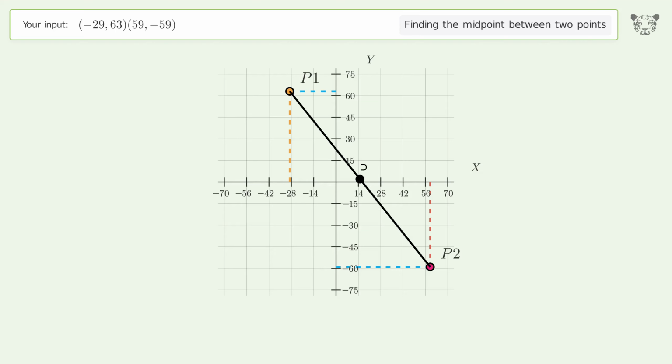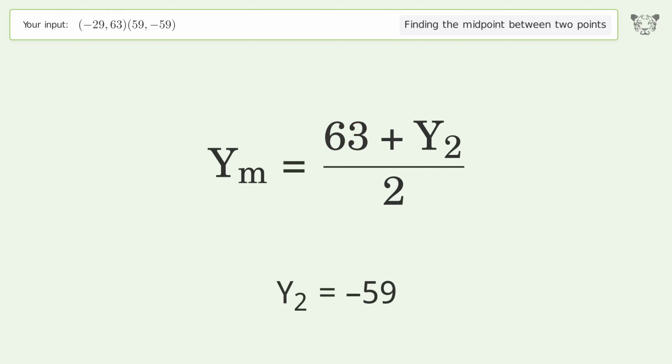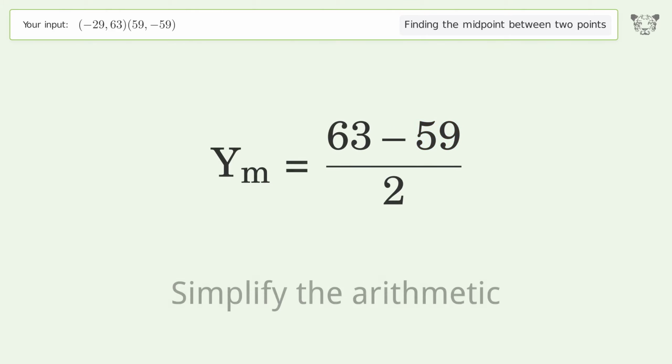Use the y values in the midpoint formula to find the midpoint's y. y1 equals 63. y2 equals -59. Simplify the arithmetic.